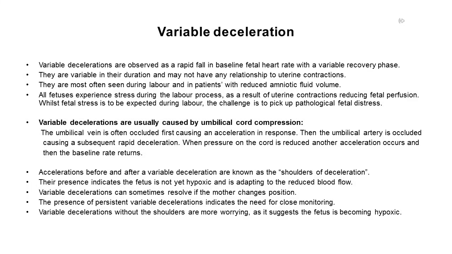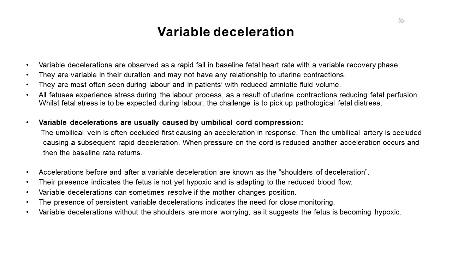Variable deceleration. Variable decelerations are observed as a rapid fall in baseline fetal heart rate with a variable recovery phase. They are variable in their duration and may not have any relationship to uterine contractions. They are most often seen during labor and in patients with reduced amniotic fluid volume. All fetuses experience stress during the labor process, as a result of uterine contractions reducing fetal perfusion. Whilst fetal stress is to be expected during labor, the challenge is to pick up pathological fetal distress.